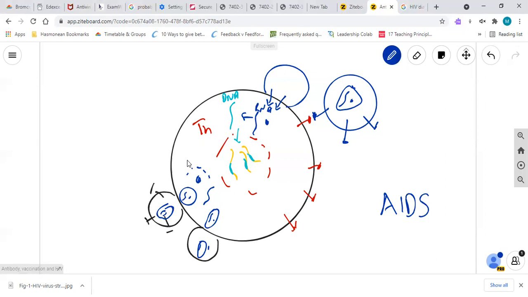We can treat people who are HIV positive with antiviral drugs to try and prevent HIV from reproducing, and they are quite effective, but at some point in their life, they will start to reproduce.